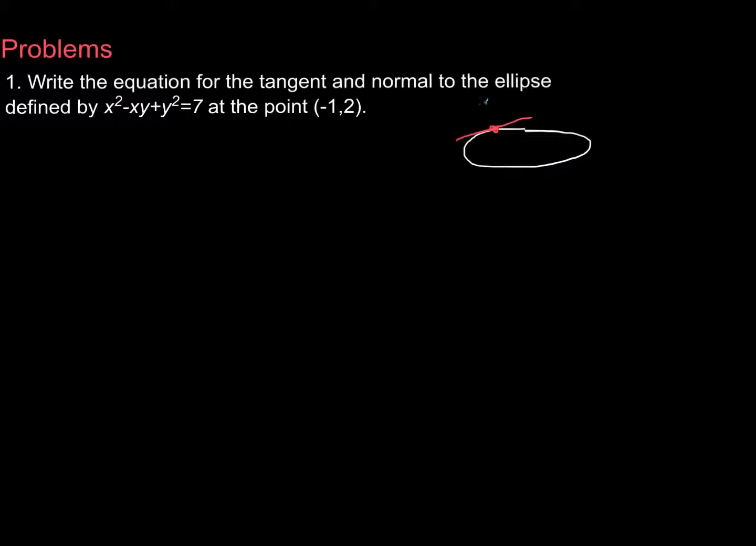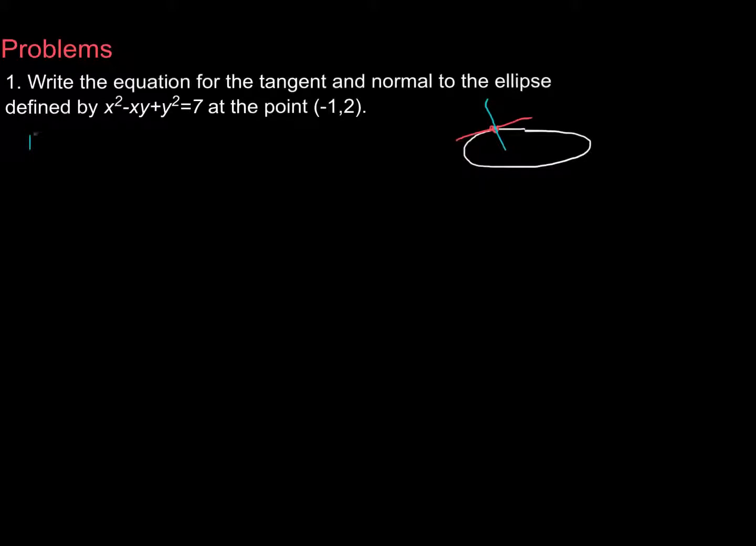and the normal. All right, so what I need clearly is the derivative of y with respect to x at this point, (-1, 2). So I'm going to need to find the derivative, and then I'm going to need to evaluate it at (-1, 2), and then write my equations. So let's go ahead and get started. First, I'm going to find the derivative. So I'm going to need to use implicit differentiation here to find the derivative.